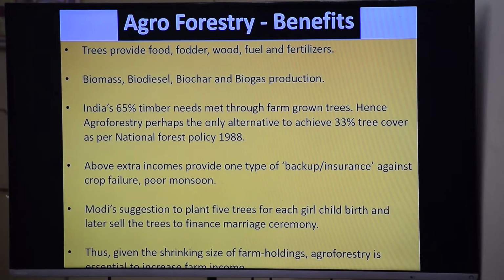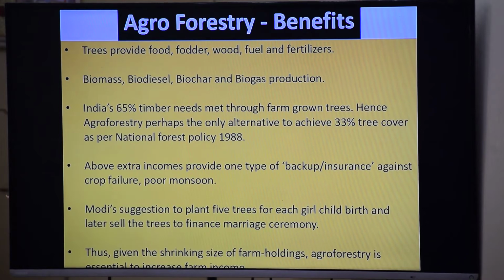Now I said that bio, B B word, what it provides? Yes? Biomass, biodiesel, पता है trees also provide biomass, biodiesel, yes, biocharcoal, biochar and biogas. Understood?